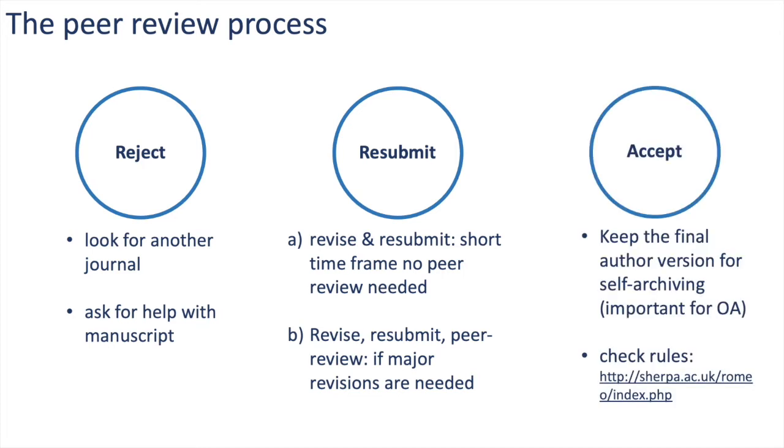And if your manuscript has been accepted, that is fantastic. Make sure you keep the final author version for self-archiving. This is important, especially if you might have selected a journal that is not open access. But if you check on the Sherpa website, you might be able to find out if and what version you can self-archive. So make sure you do keep that final author version for yourself, and by that I mean the version that you last had editorial control over. That tends to be the Word document before it gets typeset for the journal.